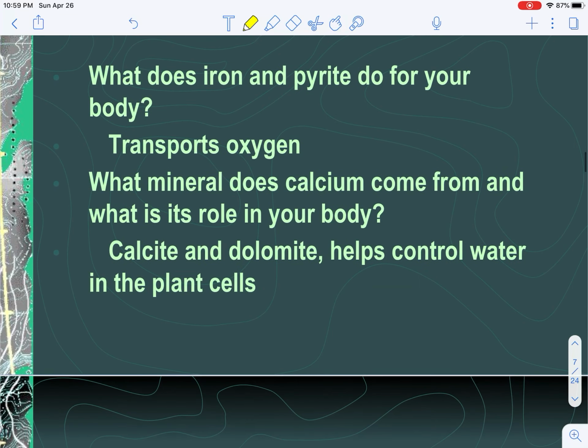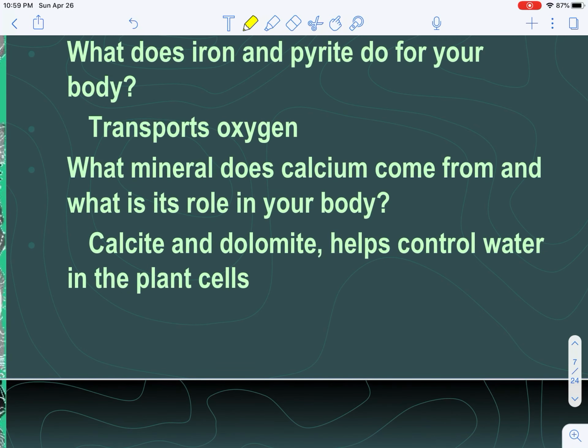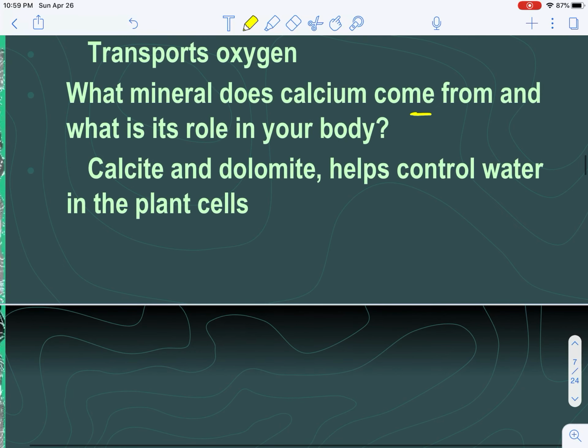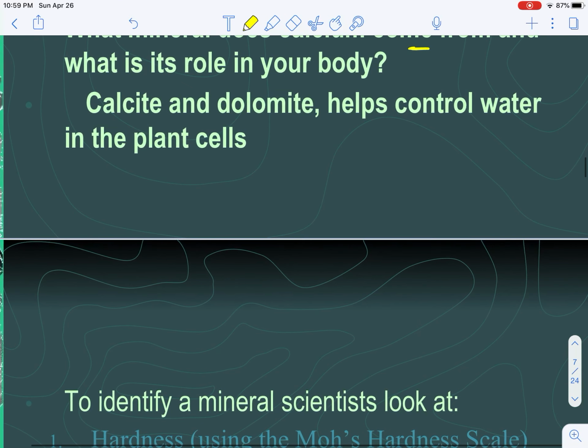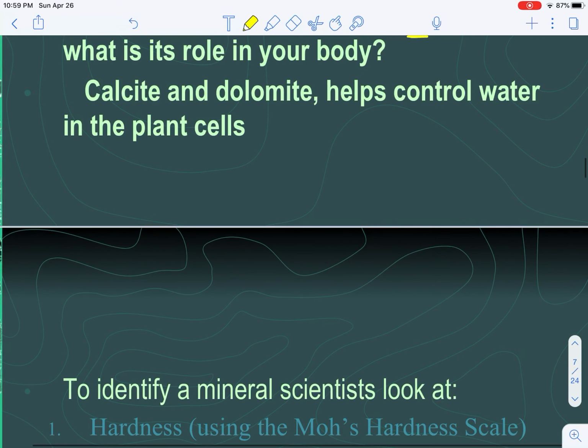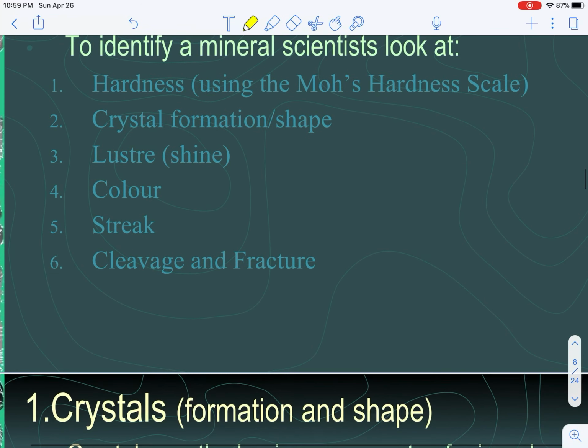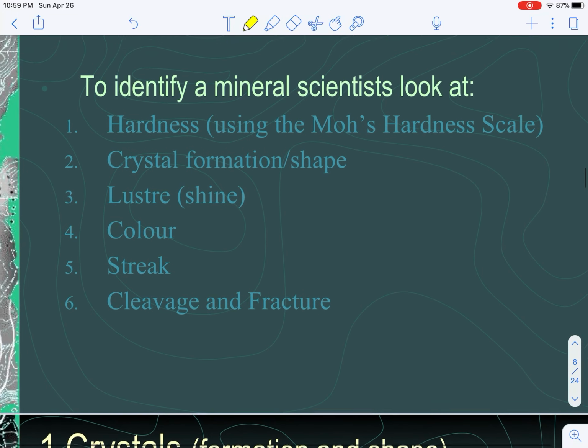So there are 20 elements that are found in the human body coming from minerals. Iron transports oxygen, it's part of our red blood cells, and calcium is something that is really important for moving muscles and having your nerves conduct impulses around your body, and also for blood clotting. Calcium has a big job in many things, including keeping your bones and teeth really strong. And calcite and dolomite are helpful to plants for their water control.